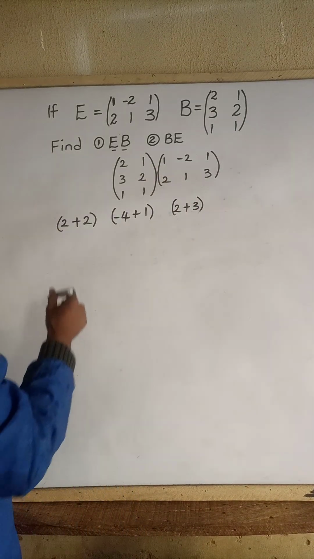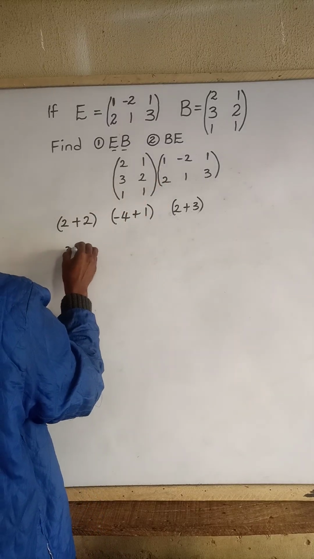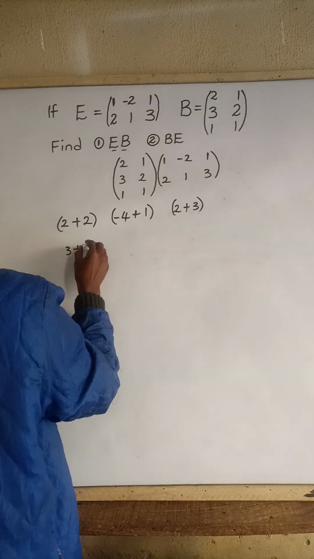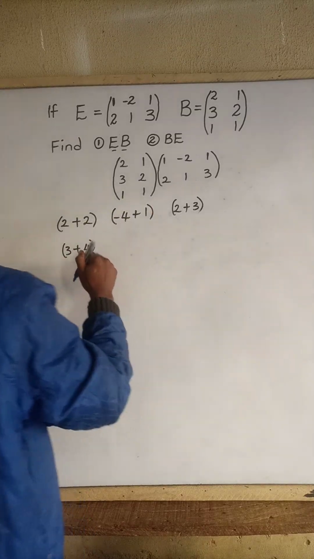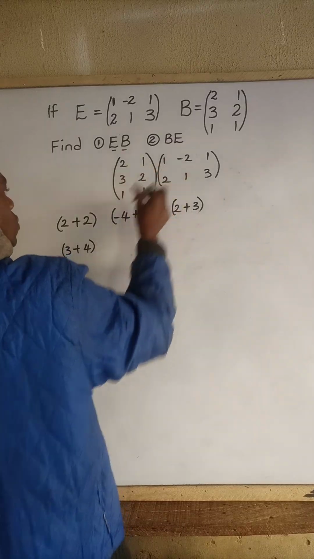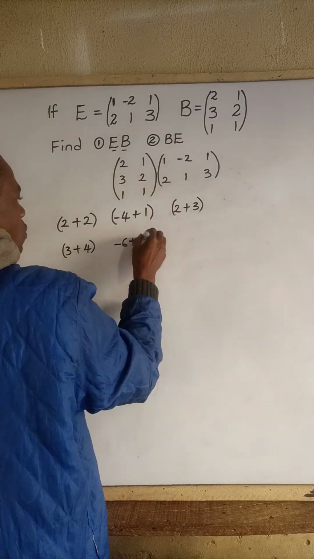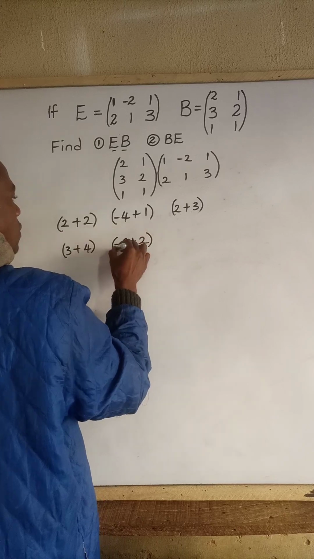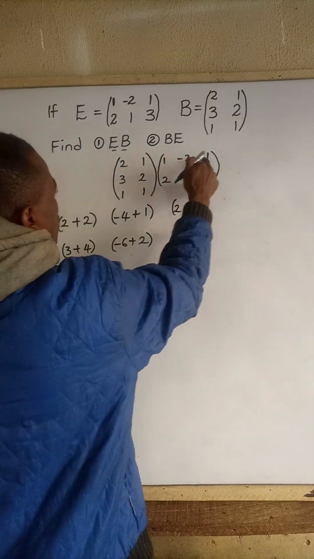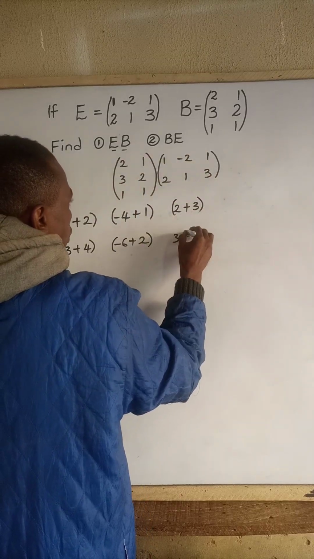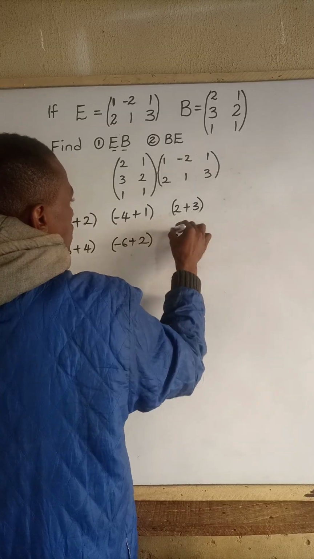We move to the fourth element, which is 3 times 1 will give us 3, plus 2 times 2 will give us 4. This is the fourth element. We move to the fifth element, which is 3 times minus 2 will give us minus 6, plus 2 times 1 will give us 2. This is the fifth element. We move to the sixth element, we have 3 times 1 is 3, plus 2 times 3 is 6. So this is the sixth element.